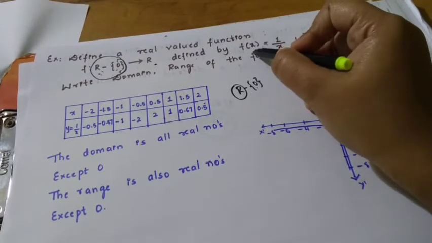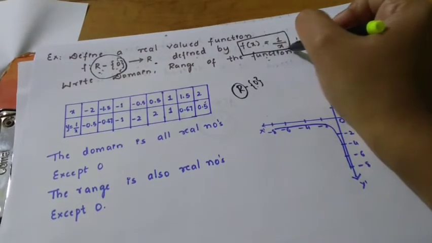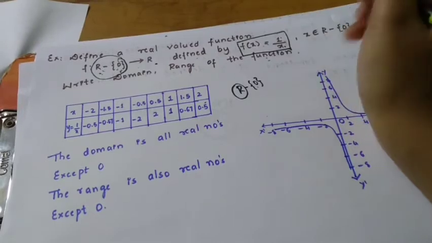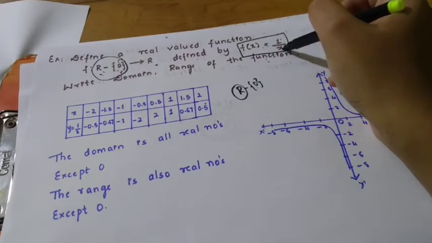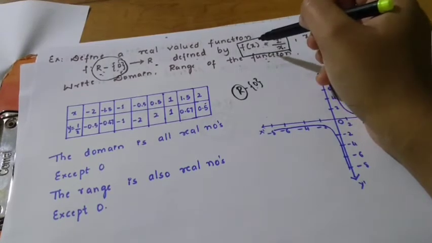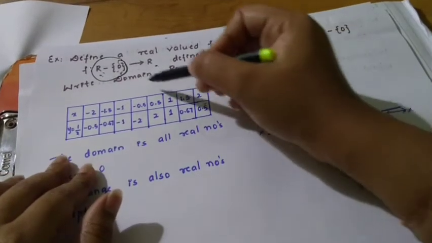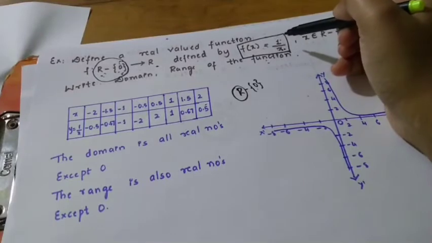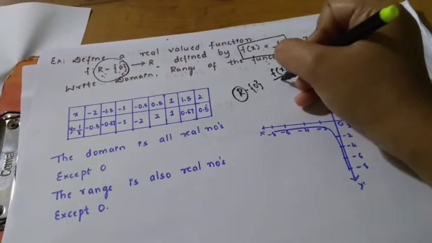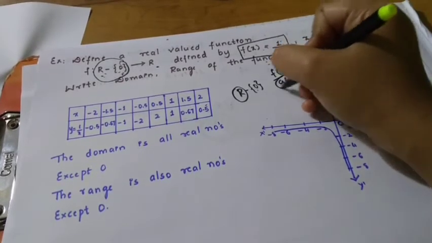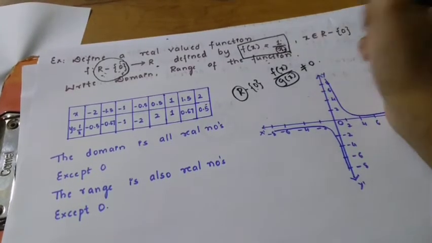ಓಕೆ, ಸೊ ಡಿಫೈನ್ಡ್ ಬೈ f of x is equal to 1 by x. This is the function given to you. ಅಂದ್ರೆ f of x divided by g of x ಫಾರ್ಮಲ್ ಅದ. ಓಕೆ, ಸೊ ನಾವೀಗ ಏನ್ ಮಾಡ್ಬೇಕು, x ವ್ಯಾಲ್ಯೂ ಸಬ್ಸ್ಟಿಟ್ಯೂಟ್ ಮಾಡ್ಕೋತ ಹೋಗ್ಬೇಕು, f of x ವ್ಯಾಲ್ಯೂ ಫೈಂಡ್ ಮಾಡ್ಬೇಕು, to plot the graph of this function. ಸೊ x ವ್ಯಾಲ್ಯೂ ನೀವು 0 ತಗೋಬಾರ್ದು, ಬಿಕಾಸ್ ಯು ನೋ ದಟ್ ರಾಷನಲ್ ಫಂಕ್ಷನ್ ಅಂದ್ರೆ f of x divided by g of x, g of x should not be equal to 0 ಅದ. ಓಕೆ, ಸೊ ಈ x ವ್ಯಾಲ್ಯೂ ನೀವು 0 ತಗೋಬಾರ್ದು.